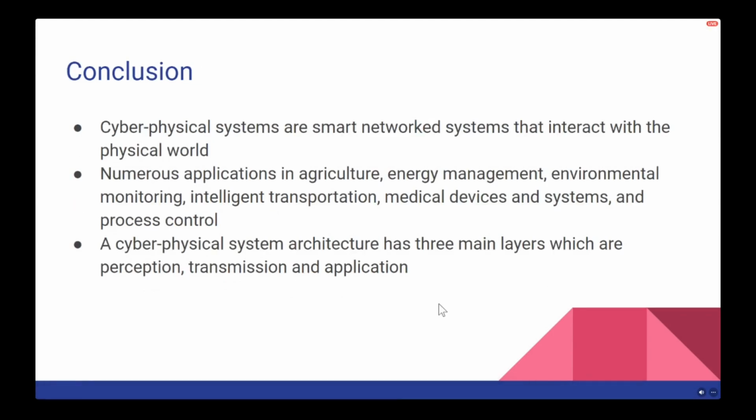In conclusion, cyber-physical systems are smart network systems that interact with the physical world. It has numerous applications in agriculture, energy management, environmental monitoring, and intelligent transportation, medical devices and systems, process control. A cyber-physical system architecture has three main layers, which are perception, transmission, and application.